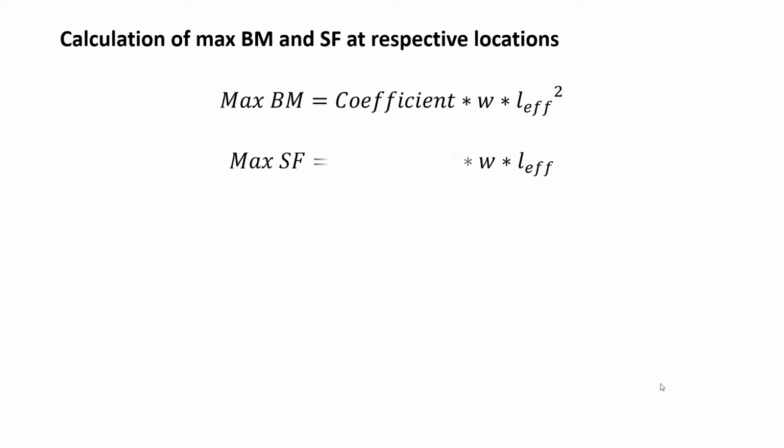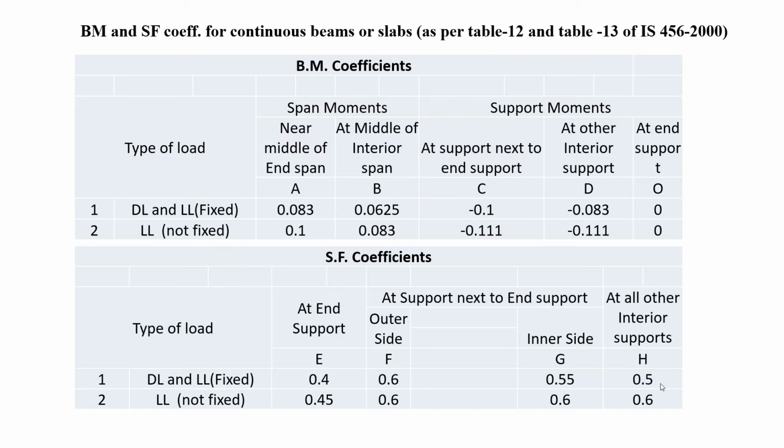The formula to calculate the maximum bending moment is given by the coefficients at the respective locations of the slab multiplied by the load W multiplied by the effective length square. Similarly, the maximum shear force is given by the coefficients at the respective locations multiplied by the load W multiplied by the effective length. To get these coefficients we will use Table 12 and Table 13 of IS 456-2000.